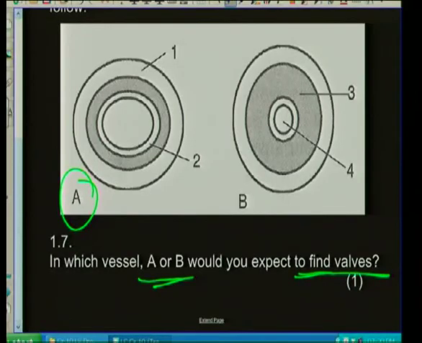You can't say veins. You cannot say veins. Why can't you say veins? Because the question said which vessel, A or B. Or they could say write down the letter of the vessel. In that case, remember, you've got to give the letter and not the name of the vessel.